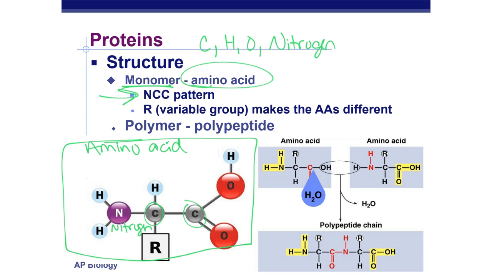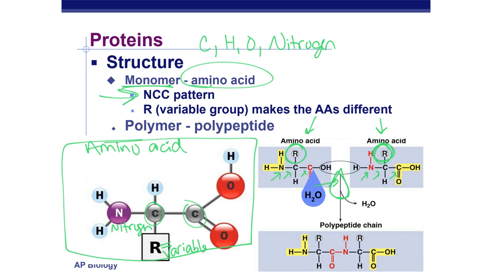Coming off that middle atom there, off that carbon, you'll see this R group, or what's called the variable group. That's what makes each amino acid different. If you look at the picture on the right with the two amino acids that are going to join together, sorry, this water molecule should be over here. There's the water over here. You can see how both amino acids have that NCC pattern. The R group is what would make them different. That's the only thing that would make them different.